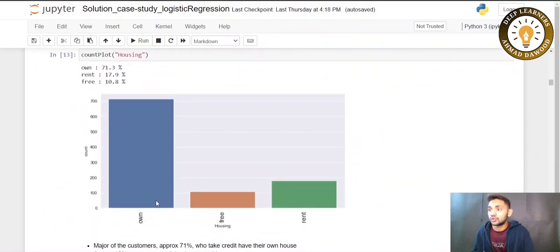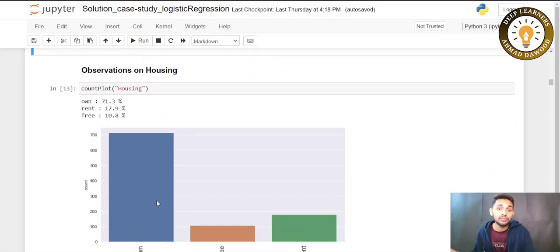Okay, so this is not just about doing analysis. When you have to build the model, you also need to know what type of pre-processing is required, what you should do before passing the values to the model. That's why EDA is also important.